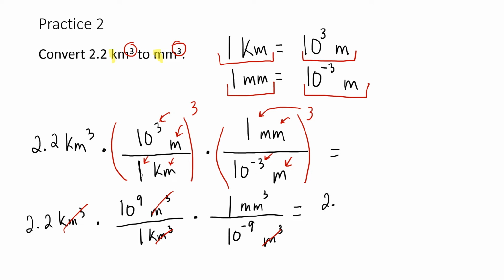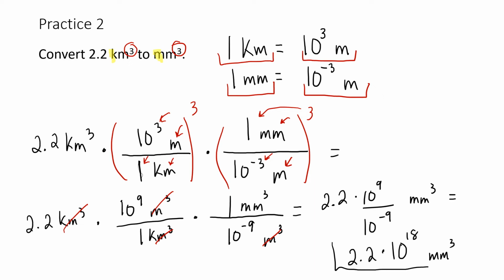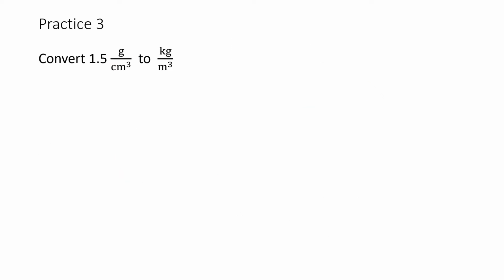So this will be 2.2 times 10 to the 9 divided by 10 to the negative 9 millimeters cubed. Remember what to do with like bases when you're dividing: what you do with those exponents. In your final answer, it'll be 2.2 times 10 to the 18 millimeters cubed, a really big number when we're down in the millimeter cube scale.